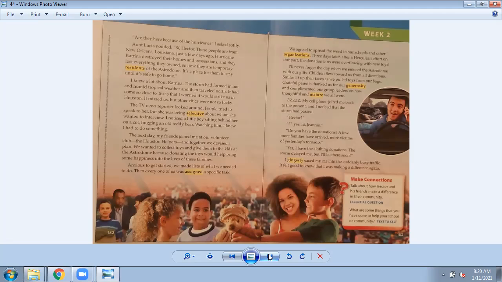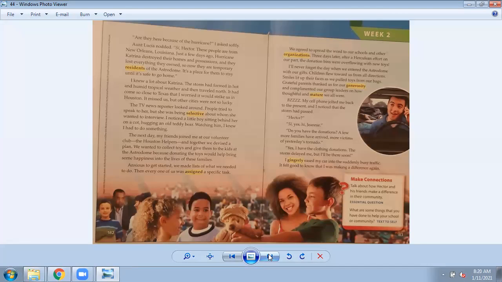Remember, generosity means that they were willing to help and they were happy about helping, and they gave more than they had to. And thoughtful and mature is how they behave. They handled themselves like adults. They carried themselves in a good manner, and they were not childlike.